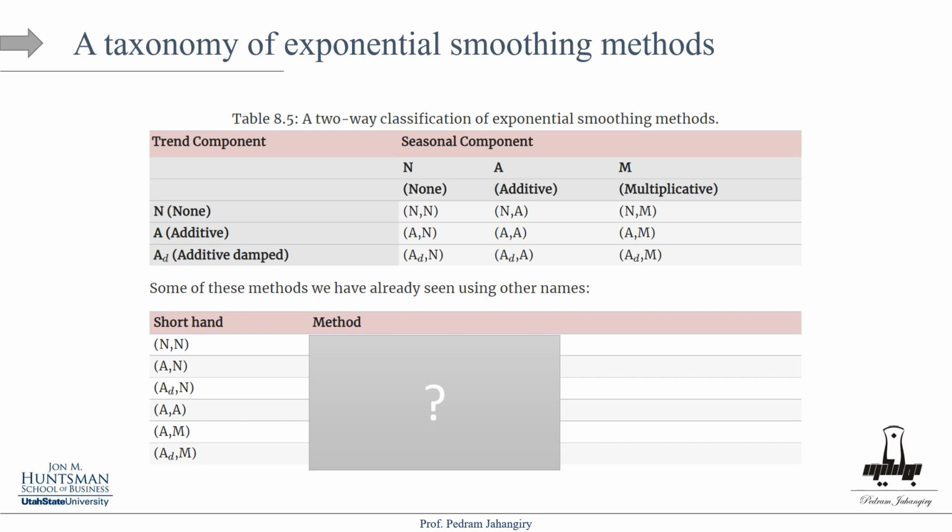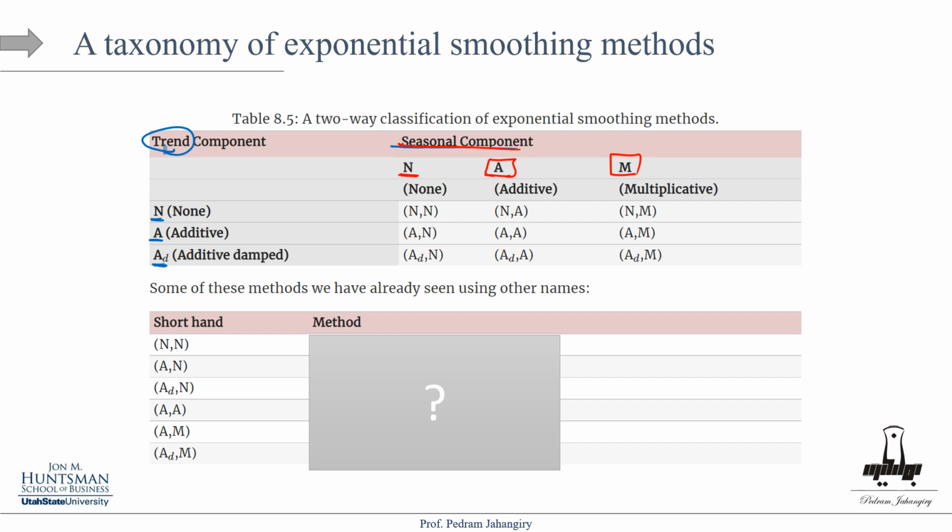Now, last slide, this is a taxonomy of exponential smoothing methods. There are 9 combinations that we can think of. So for trend, let me use blue. For trend, there are 3 ways we can do it. The N stands for no trend, A, additive trend, and additive damped trend. And for seasonal components, let me use another color. For seasonal component, we can have N, no seasonality, additive, add the seasonality in an additive way, or in a multiplicative way. So it's going to be 3 by 3, so 9 combinations.